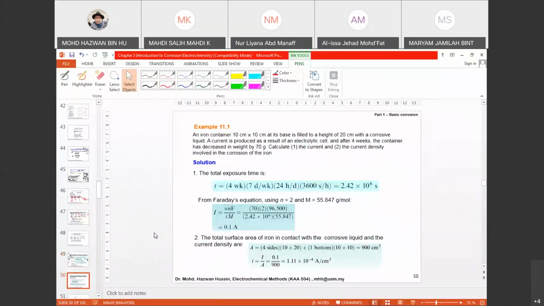Moving on to the next example. You have an iron container of 10 cm by 10 cm at its base, filled to a height of 20 centimeters with a corrosive liquid. A current is produced as a result of an electrolytic cell, and after 4 weeks the container has decreased in weight by 70 grams. First calculate the current, and number 2, the current density involved in the corrosion of iron. To answer this question, you need to imagine how the container looks.